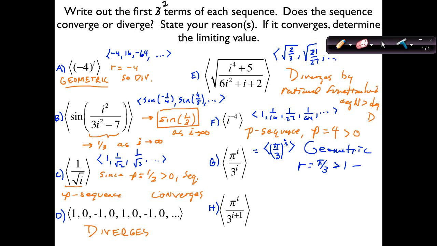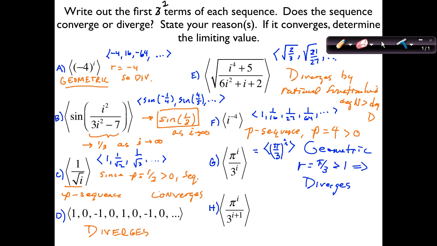Therefore, it diverges. Pi is a little bit greater than 3, so that thing's a little bit bigger than 1. So now we're multiplying by a number over and over again that's a little bigger than 1. Well, that's going to get as big as you want it to get, with a large enough value of I. So this diverges.